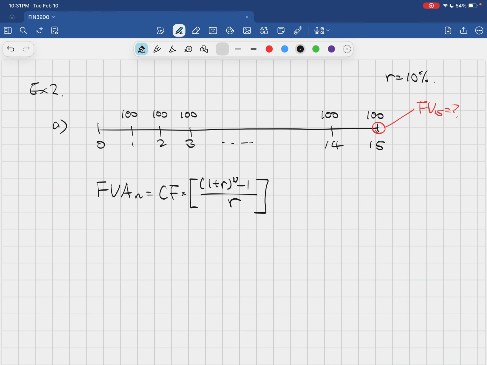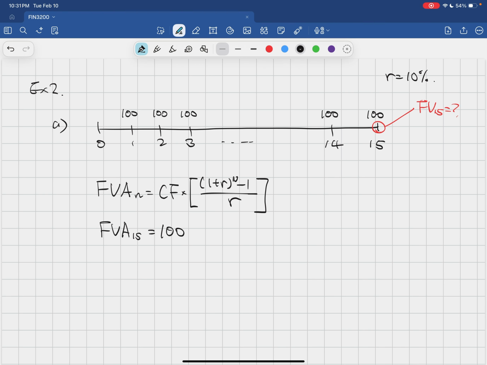So we're calculating the future value of this annuity as of year 15, and the magnitude of the cash flow is $100 every year. The R is 10%. The N is 15. Minus 1 over 0.1. So we know that the N is 15 because we have a 15-year annuity.